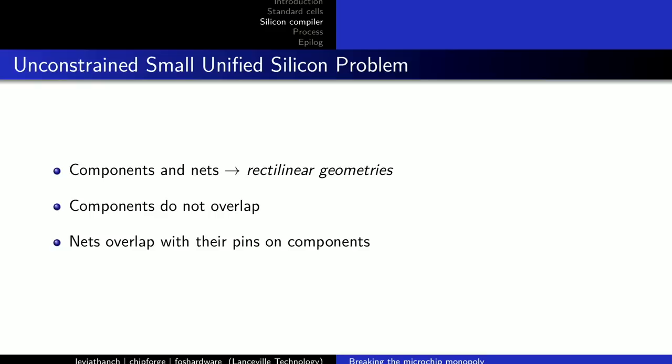Now I want to state a very simple optimization problem. What we need for the process is to have components and wires that connect the components, or nets. And these nets and components are rectilinear geometries. The components shall not overlap, and the nets shall overlap with the respective pins they are supposed to connect.